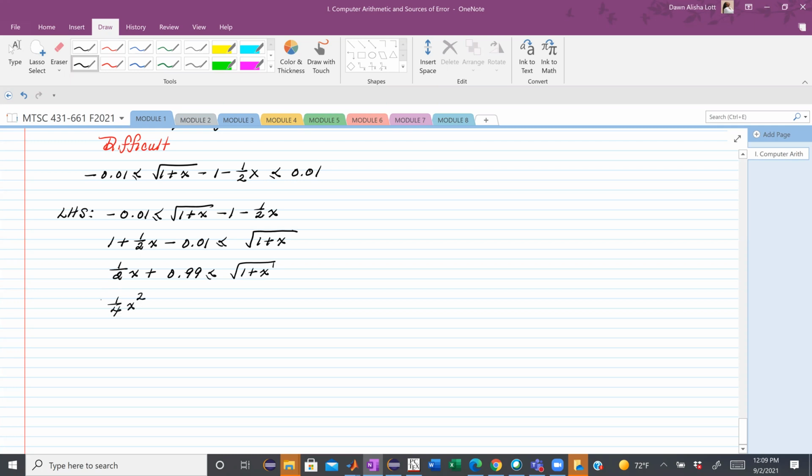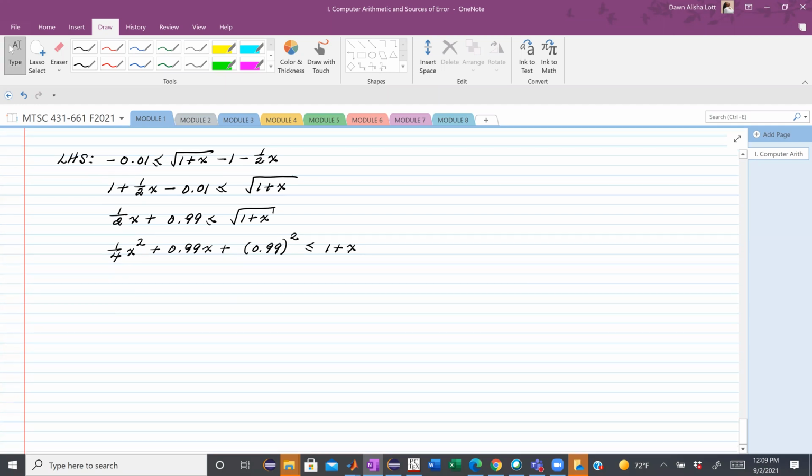And then I'm going to get 0.99x. And then I'm going to get 0.99 squared is less than or equal to 1 plus x, because I squared both sides. So when I put this together, I get 0.25x squared minus 0.01x minus 0.0199 is less than or equal to 0.